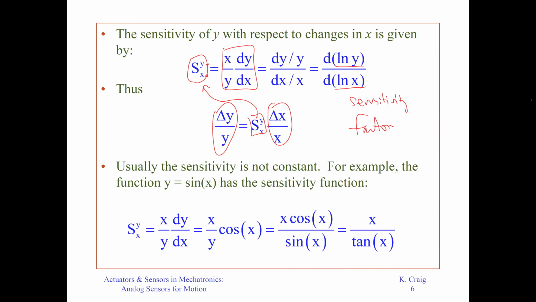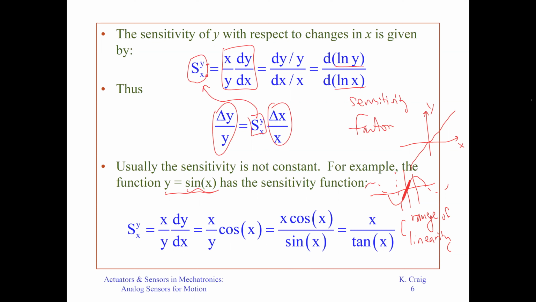Let's see an example. Say Y is sine X. You may say this is not a sensor, since a sensor usually has the thing I want to measure, and the measured output, related more like a straight line. However, with the sinusoid, if you stick with a small region, it is actually quite linear. So just use this range of linearity. We'll come back to the linearity issue later.